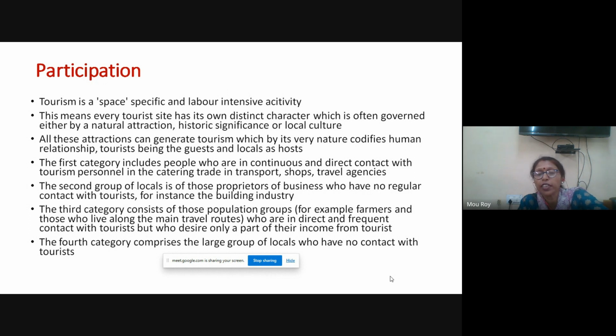And the fourth category comprises the large group of locals who have no contact with tourists. You'll find a lot of people, they don't have any contacts. They are just roaming here and there. Those type of people, they also have a participation role. They don't have anything towards improving the society, but since they stay there, they are part of that particular destination. So their participation is there.